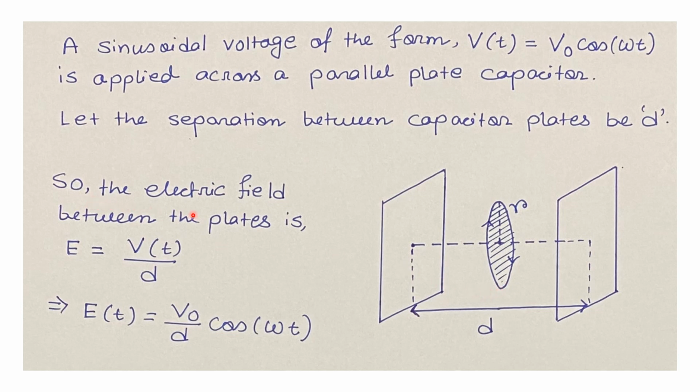The electric field between the plates of the capacitor is E equals the applied voltage across the capacitor plates, that is V as a function of small t, divided by the separation of the capacitor plates, that is small d. So the time varying electric field between the capacitor plates is given by E as a function of small t equals V0 divided by d times cos omega t.